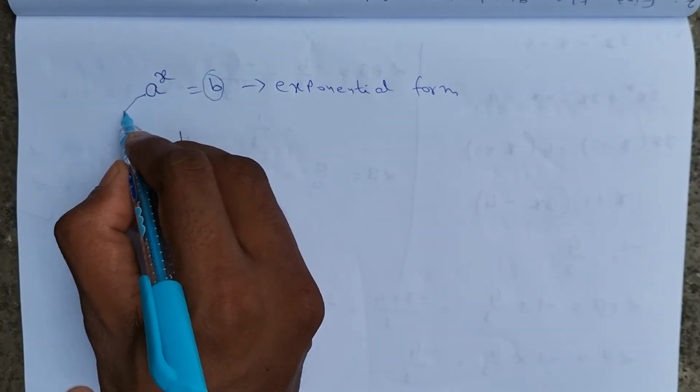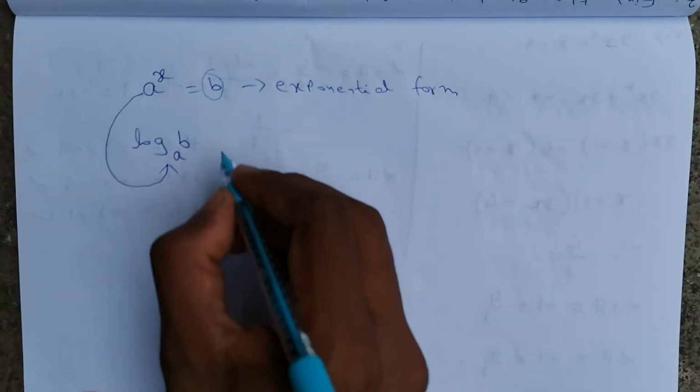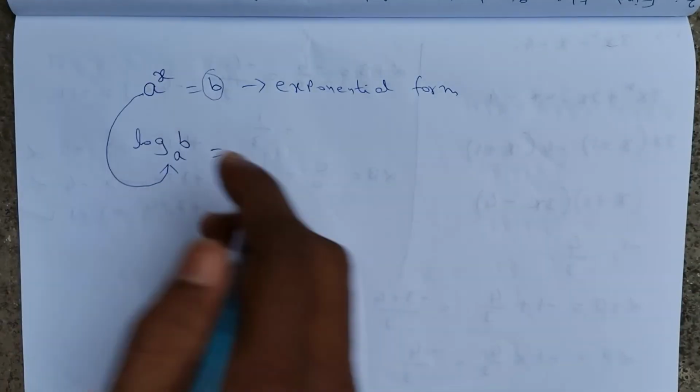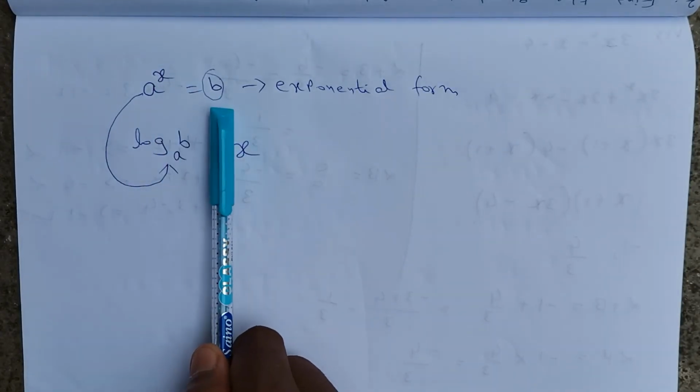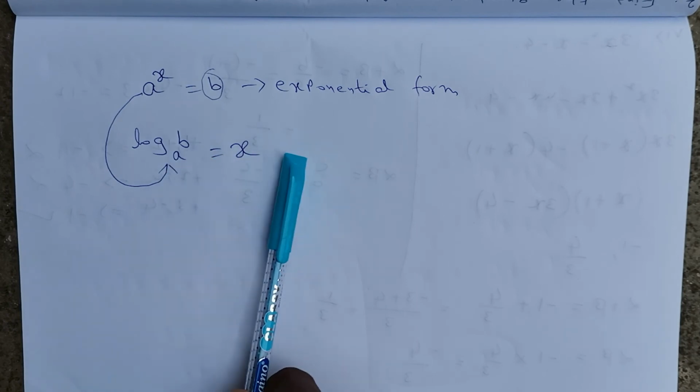Here, what is the base? As it is, you write the base only, a. Still, what is remaining here? The power is remaining, that is equal to. So a power x is equal to b is in the exponential form. If we change it to logarithmic form, we will get log b base a is equal to x.